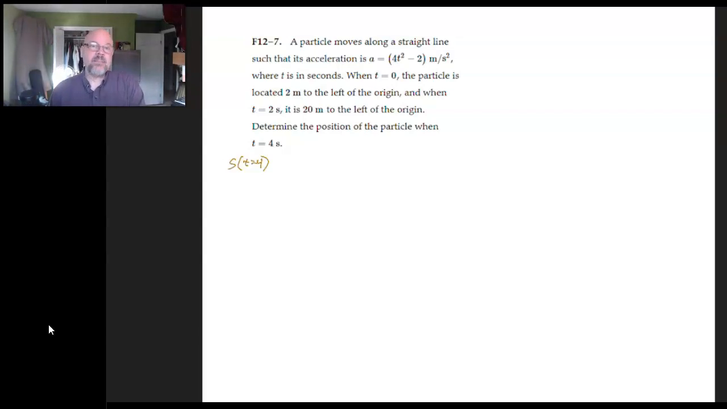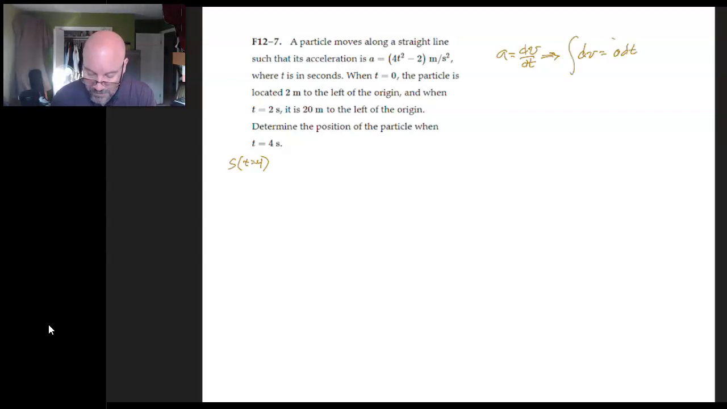Okay, so we're going to need some kind of an equation. We're going to need a function for S. Now what we've got is a function for A. So let's just jump into it and see what we can do. We'll use our relationships. So A is dv dt. Okay, and so that means our V, if we rearrange this a little bit, dv is a dt.